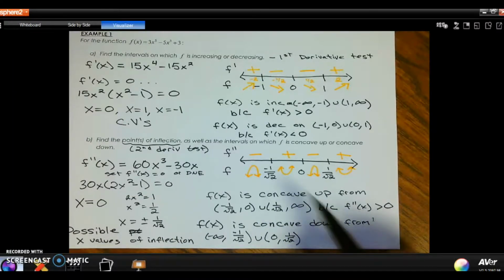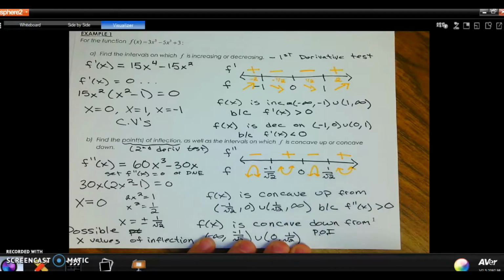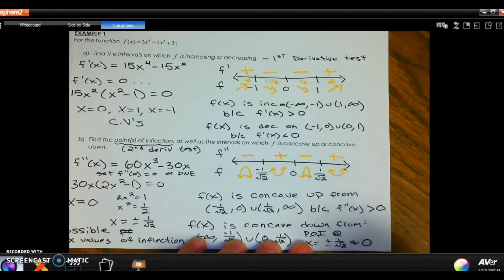Okay, so what does that mean? Because you actually changed concavity at all of those possible points of inflection, you have points of inflection. Points of inflection, I'm going to abbreviate with POI. Points of inflection at x equals plus and minus 1 over square root of 2 and x equals 0. So because they actually all changed, those are all points of inflection, or all x values of inflection. And that is your second derivative test.